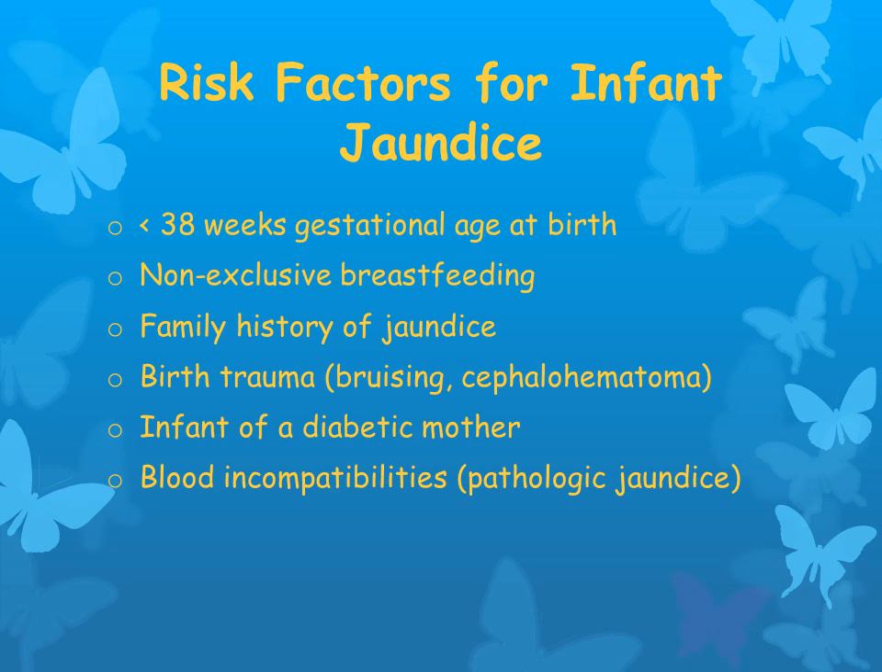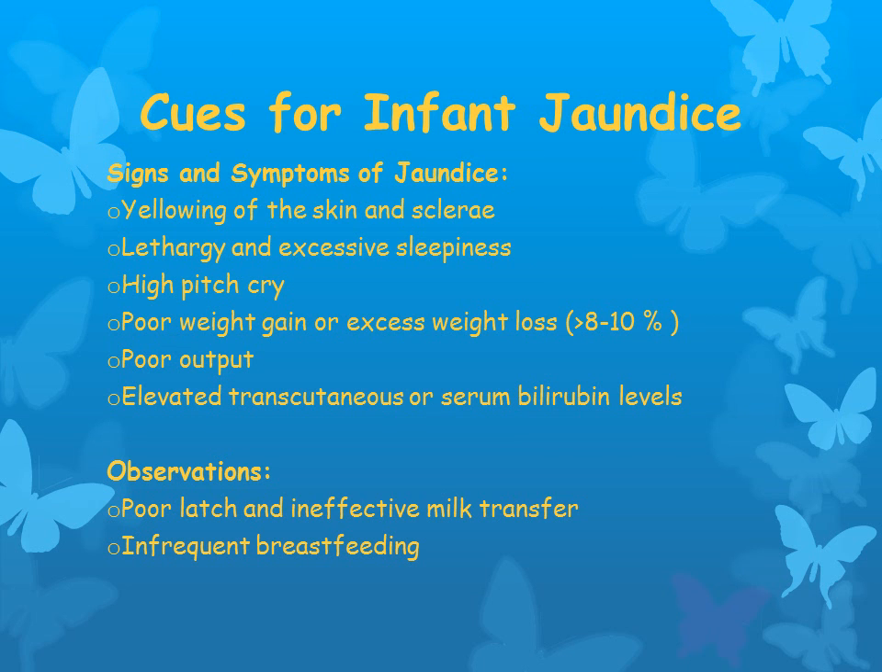Risk factors for infant jaundice include gestational age less than 38 weeks at birth, non-exclusive breastfeeding, a family history of jaundice, birth trauma, infant of a diabetic mother, and blood incompatibility. It is important to note that jaundice occurs in up to 60% of infants, but rarely do any severe complications arise. It is important that all newborns be assessed for the risk of severe jaundice prior to discharge and that all parents receive verbal and written information about the signs and symptoms of worsening jaundice.